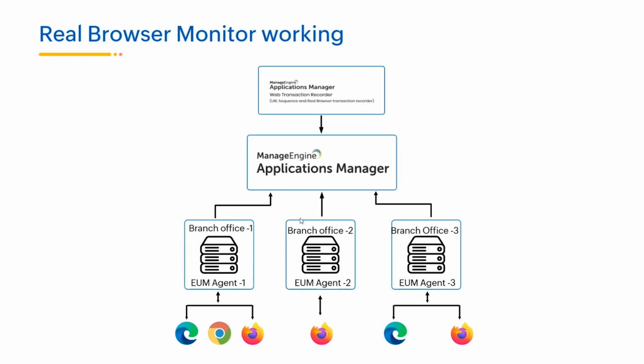The same transaction will also be performed in your branch offices using these EUM agents that will then send the data to Applications Manager. This way, you can check if the workflow functions without any errors in all the desired locations. Applications Manager and end user monitoring agents basically provide greater visibility into the user's experience and help detect potential performance problems with ease. These EUM agents can be installed in multiple branch offices in different cities or in the systems of your end users. All you need is a secure HTTPS connection between the agent and the Applications Manager server.